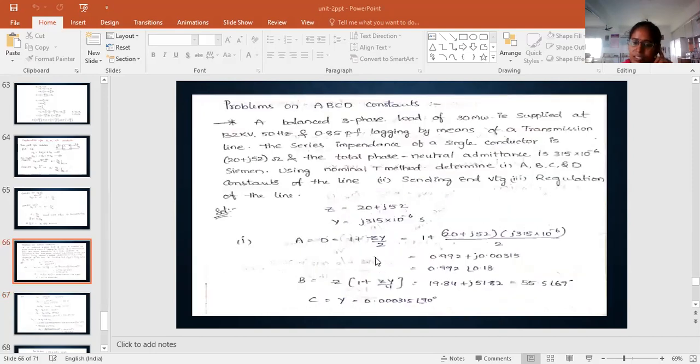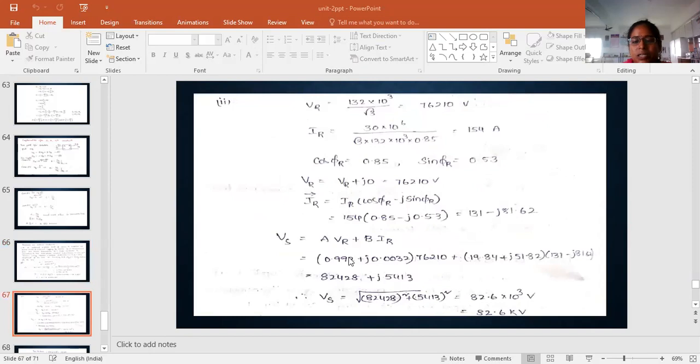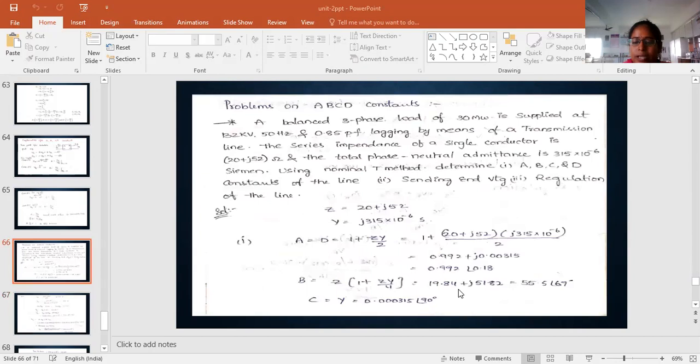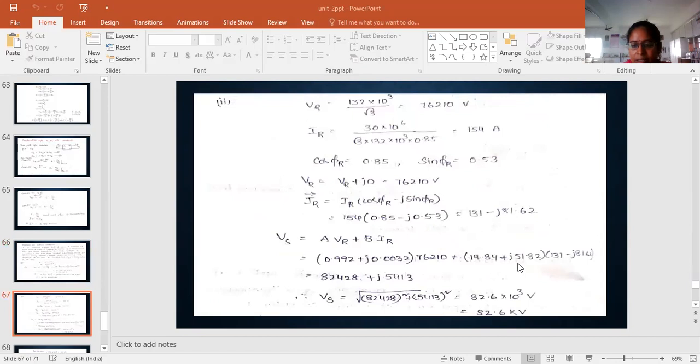We calculated previously that the A value is 0.992 plus j 0.00315. Substitute the A value here, and the VR value is 76,210. Plus the B value, which is 19.84 plus j 51.82, into IR, and IR is 131 minus j 81.62. Substitute here, multiply these two, and adding them we can get the value of Vs directly.